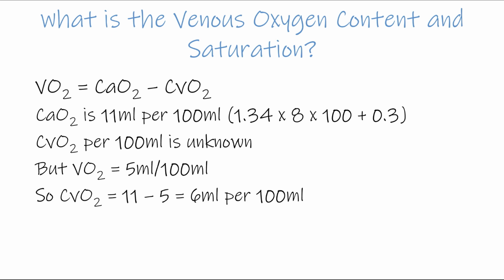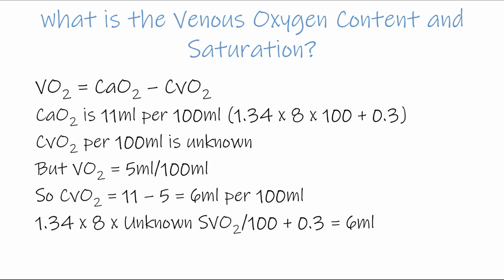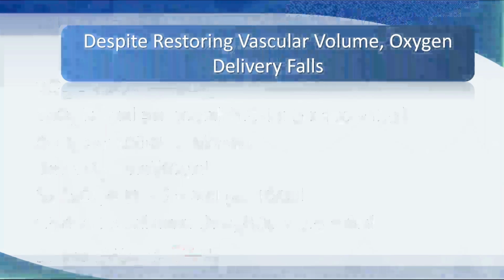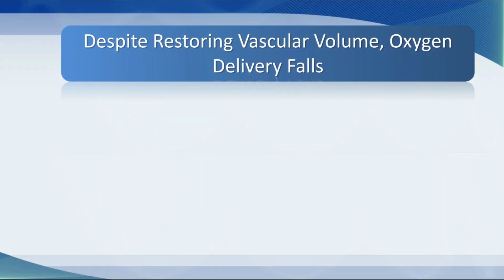So the CVO2 must be 11 minus 5, which is 6 mils per 100 mils. Then we can feed this back into the equation. 1.34 times 8 times unknown SVO2 over 100 plus 0.3 is 6 mils. So working this out, this will give us an SVO2 of 53%. Go figure. Despite restoring vascular volume, the oxygen delivery actually falls.